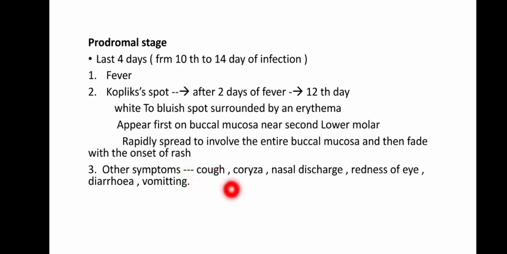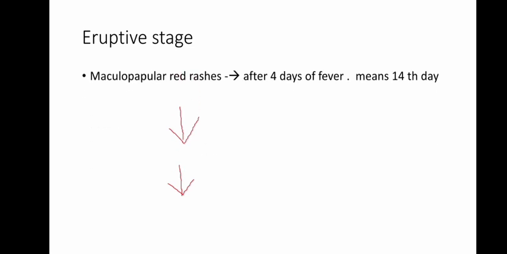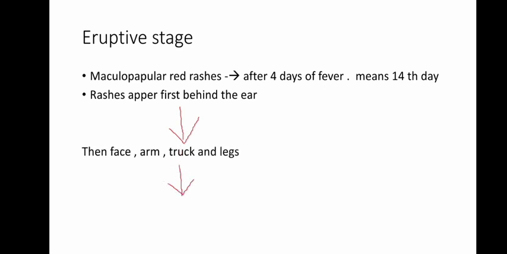The other symptoms are cough, coryza, nasal discharge, redness of the eye, diarrhea, and vomiting. In the eruptive stage, there are maculopapular red rashes, that means after 4 days of the fever, from the 14th day. The rashes appear behind the ear, then face, arm, trunk, and legs. And the rashes are absent in HIV infected people. You have to keep it in your mind: rashes absent in HIV infected people.